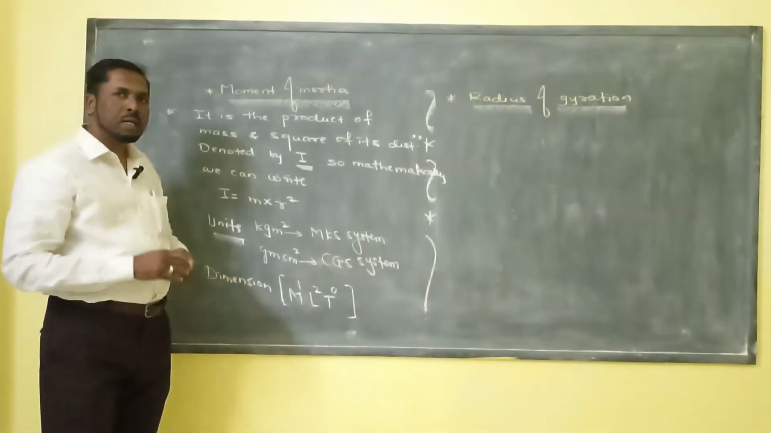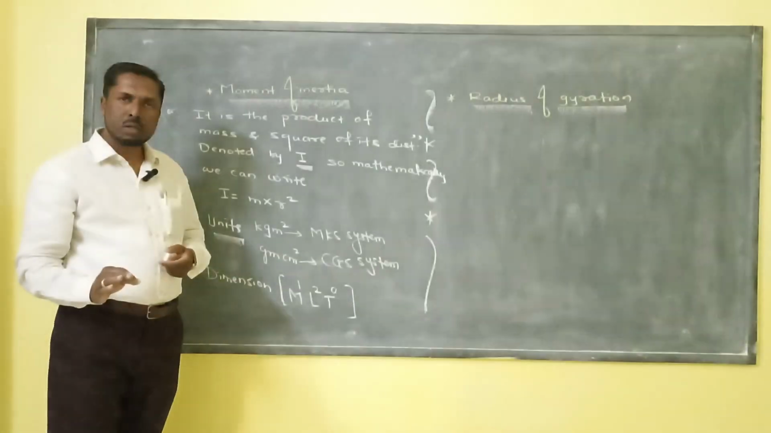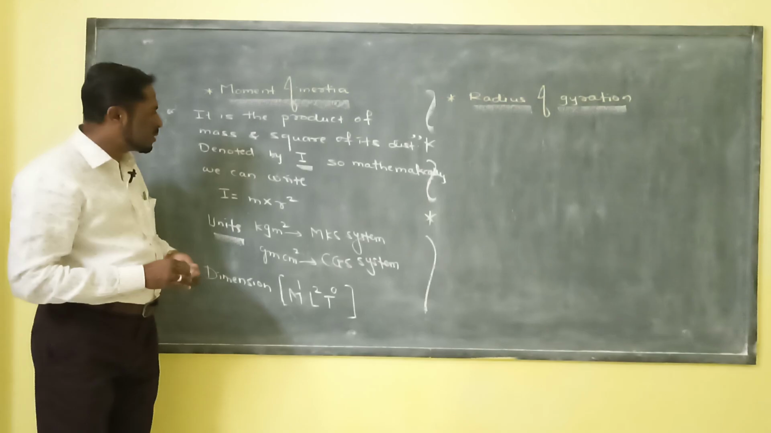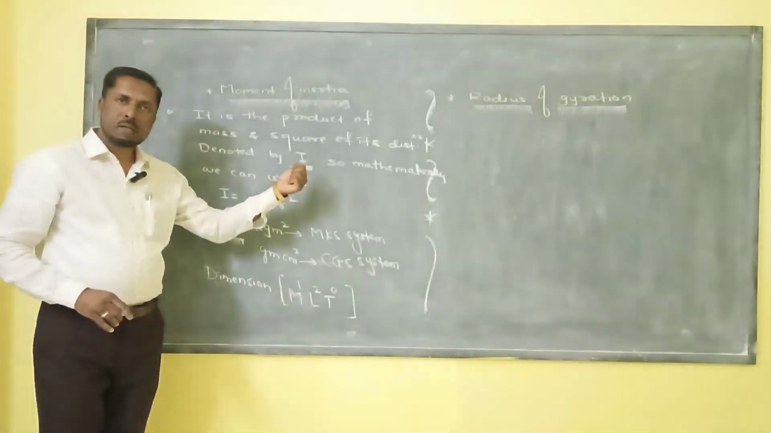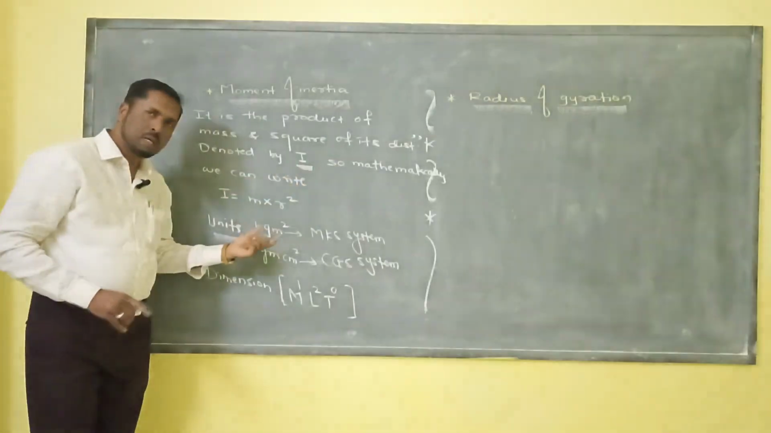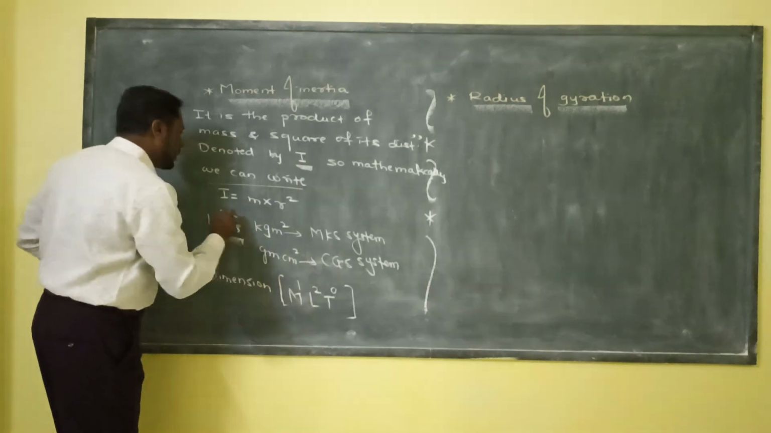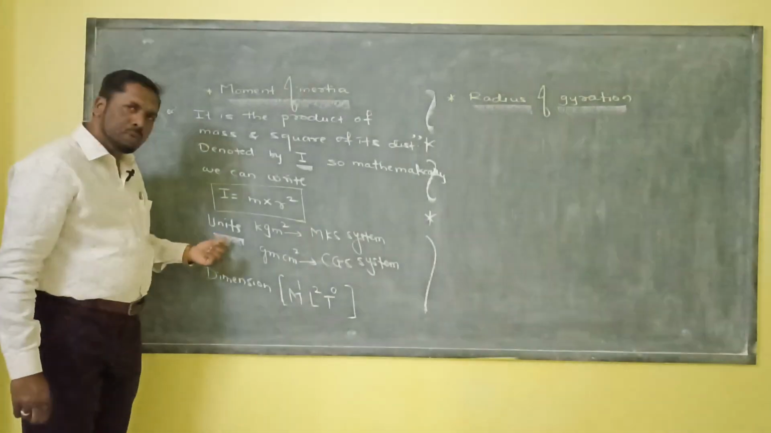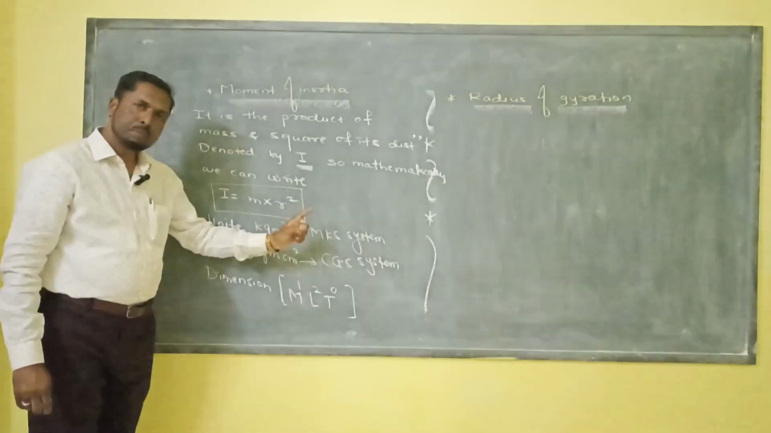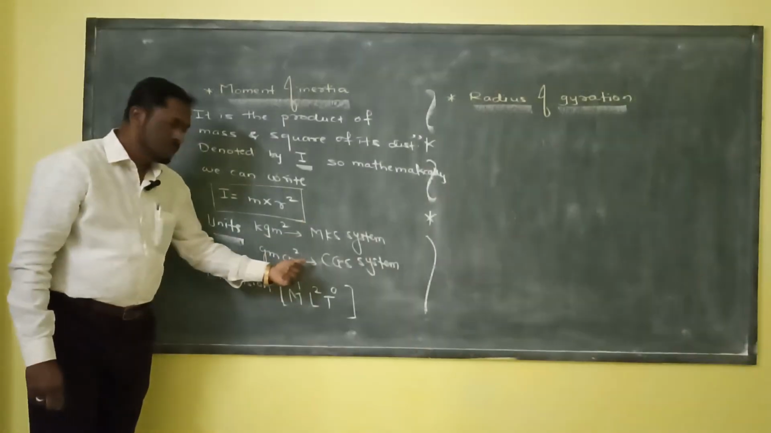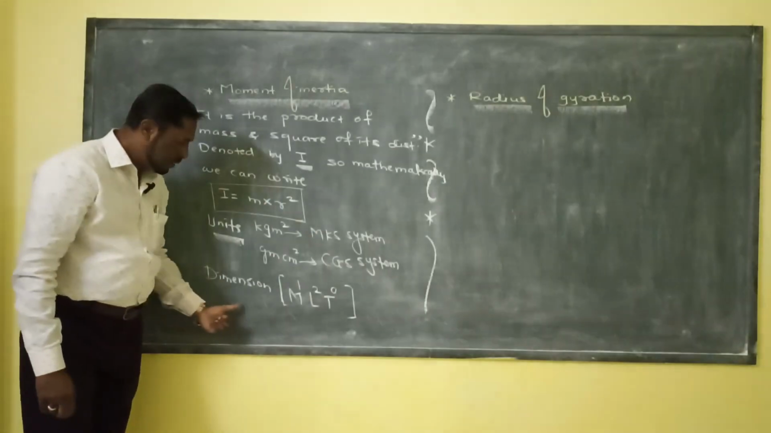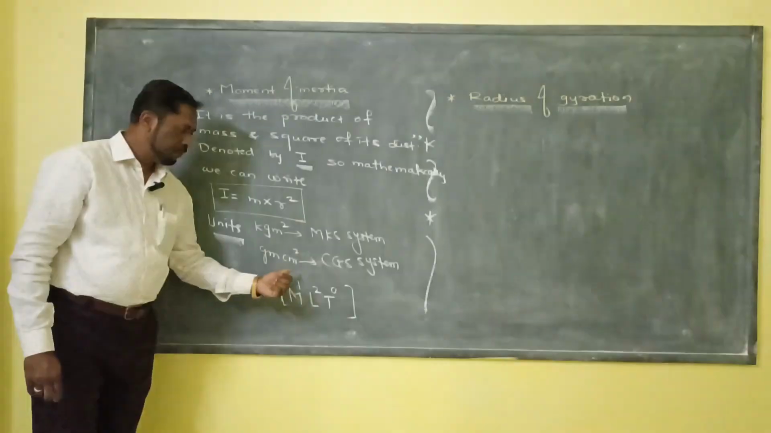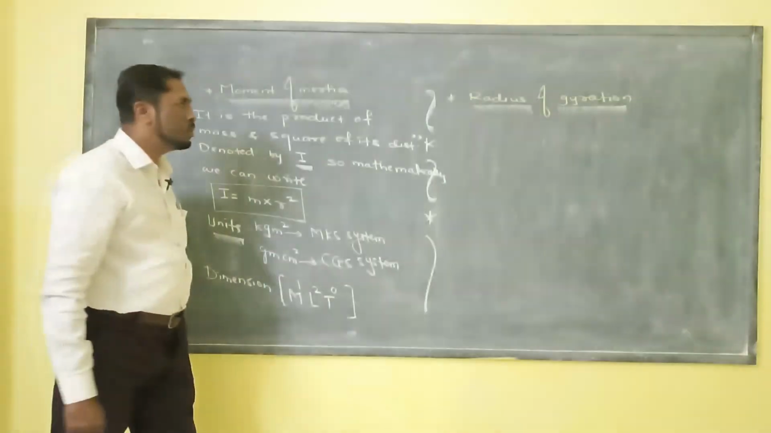So what do we understand by moment of inertia? It is the product of mass and square of its distance, generally denoted by I, and mathematically I is equal to m r square. Its units are kilogram meter square in MKS system and gram centimeter square in CGS system, and its dimensions are M raised to 1, L raised to 2, T raised to 0.